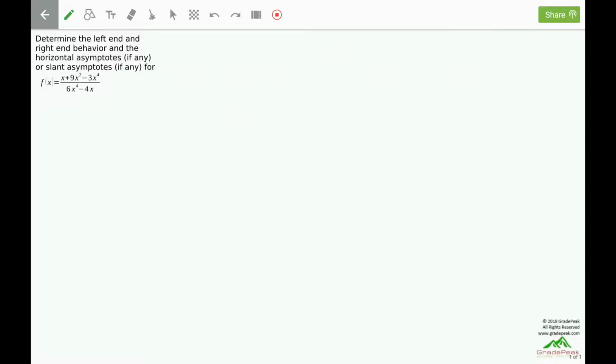If the highest power in the numerator is less than or equal to the highest power in the denominator, f of x will have a horizontal asymptote. If the highest power in the numerator is greater than the highest power in the denominator, f of x will have left end and right end behaviors of positive infinity or negative infinity. If it is exactly 1 greater, this will happen through a slant asymptote.